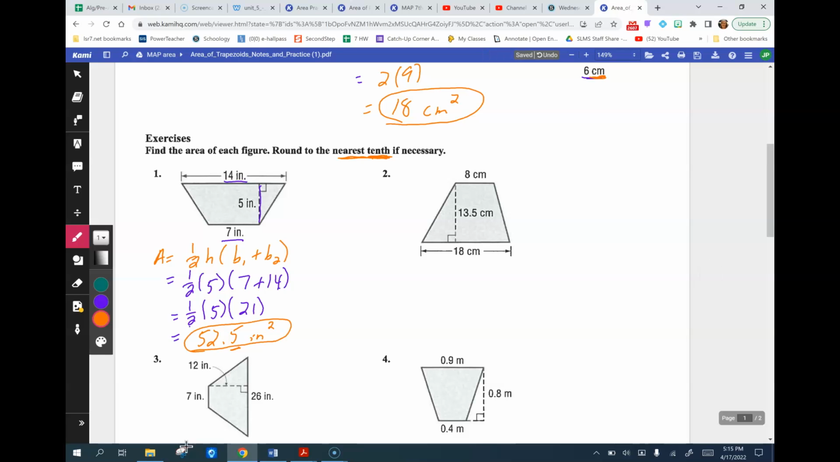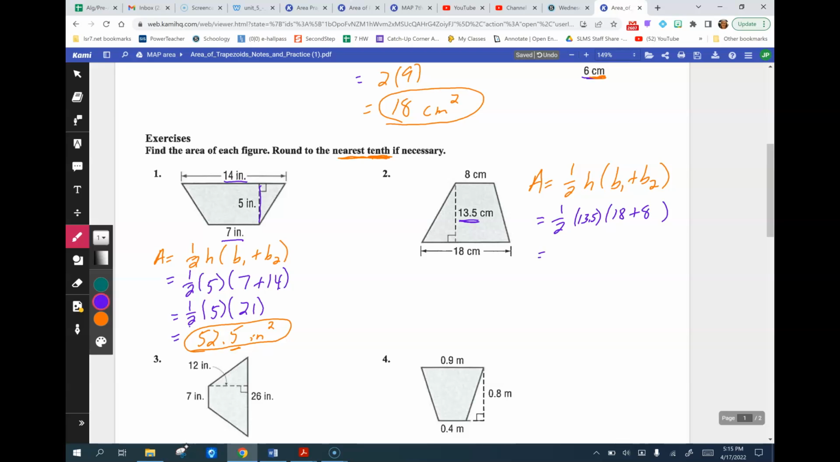Write down the formula. Try it without me even showing you. Area is equal to 1/2 times height times base 1 plus base 2. Now you can look at it, but always write it down because then you can just plug that information right in. So what is my height? 13.5. Okay, and what are my bases? 8 and 18.